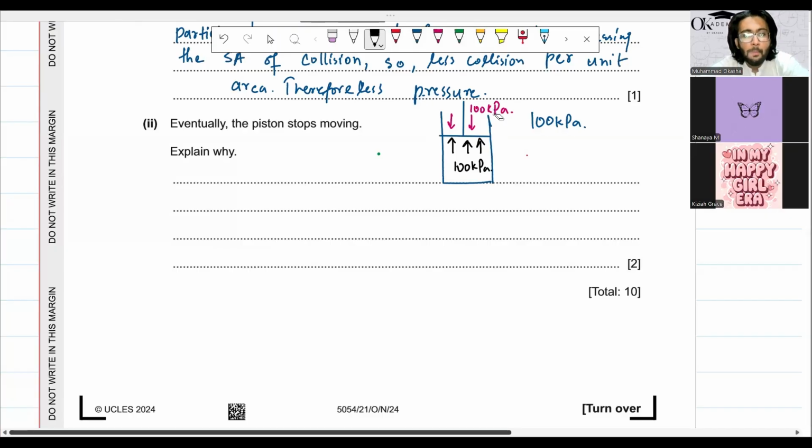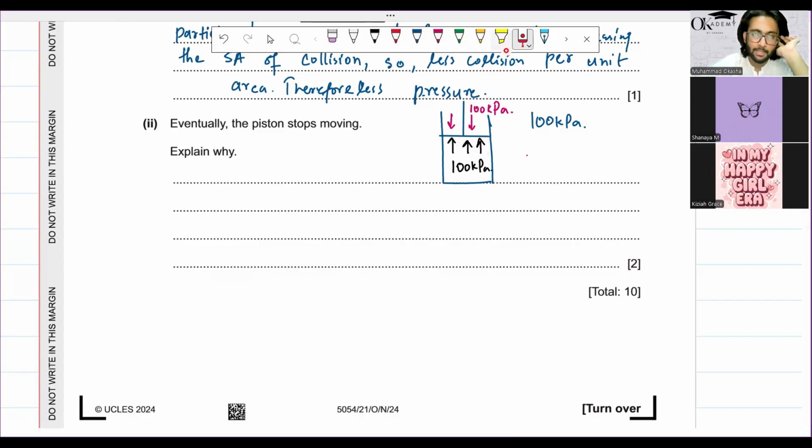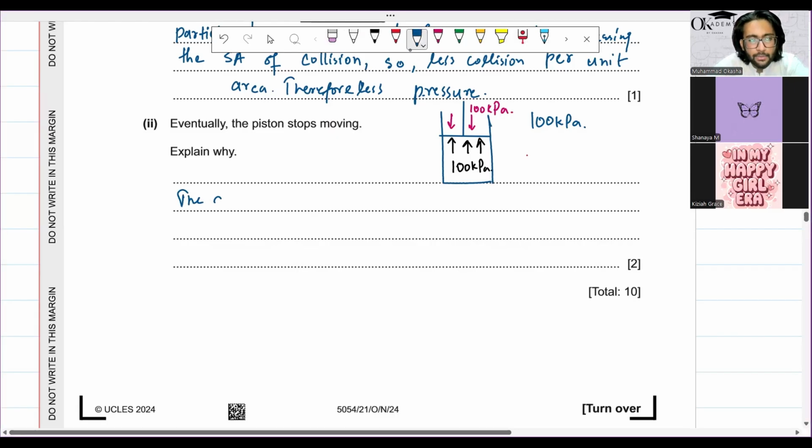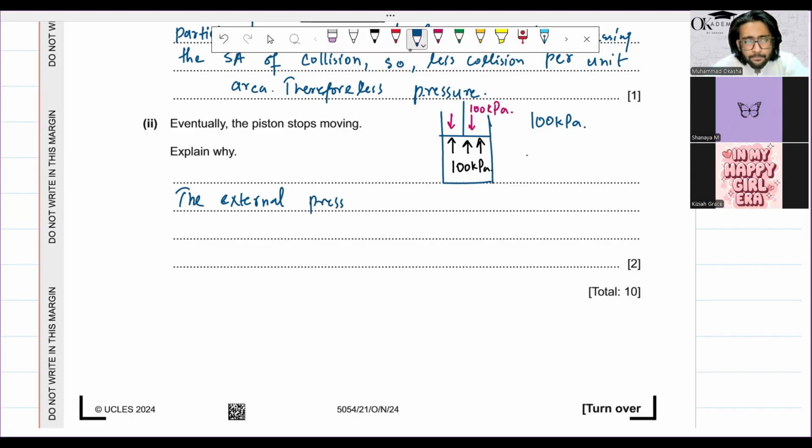If those two pressures balance out each other, the piston will stop moving. The piston will only move in the direction of the higher pressure. If the external pressure is higher, the piston is going to move inwards. If the internal pressure is high, then the piston is going to move outwards. But when both pressures are balanced, that's when the piston would stop moving. So there is no resultant force. I would just say the external pressure, that's safer. The more general, the safer it is. The external pressure is balanced by the internal pressure.